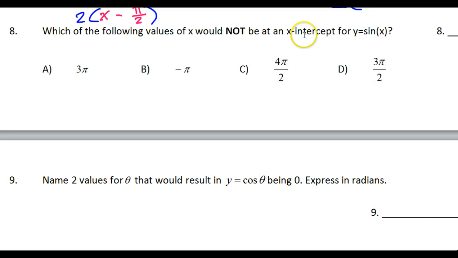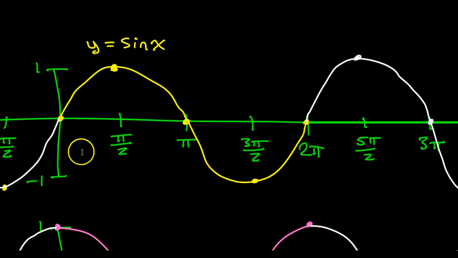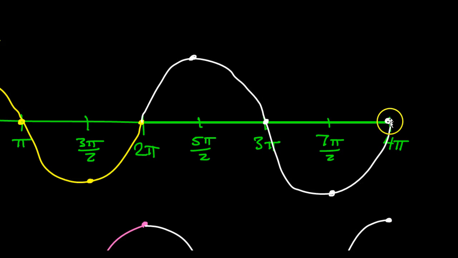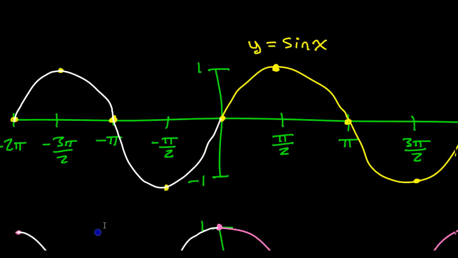Which would not be an x-intercept? Let's see. So they're talking about x-intercepts. Look at these x-intercepts: 0, pi, 2 pi, 3 pi, 4 pi, and in the negative direction, negative pi, negative 2 pi. So any multiple of pi is going to be an x-intercept.